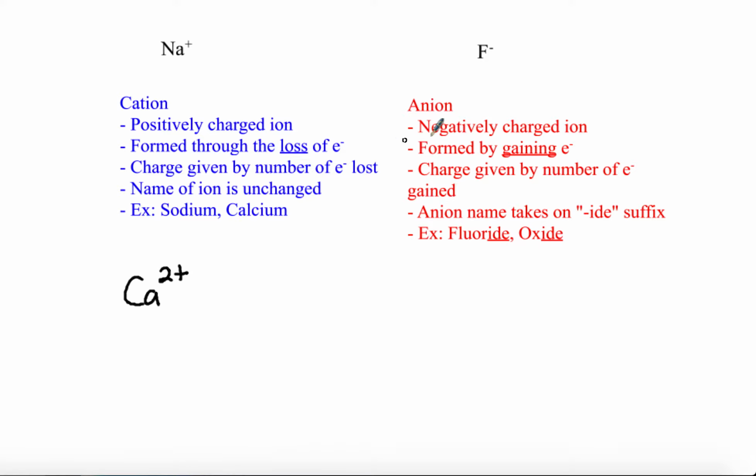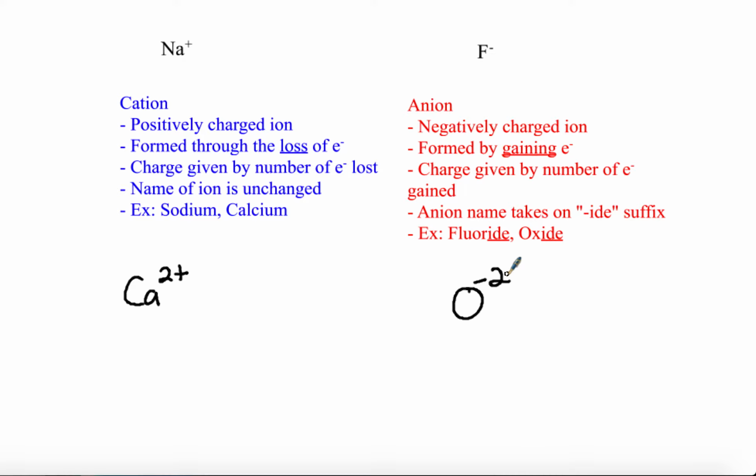Now on the other side, the anion, this is the negatively charged ion. This is formed by gaining electrons. We saw that fluorine had to gain 1 more electron to become fluorine -1. And just like the cation, the charge here is indicated by the number of electrons gained. Oxygen, which has to gain 2 electrons, takes on a -2 charge.